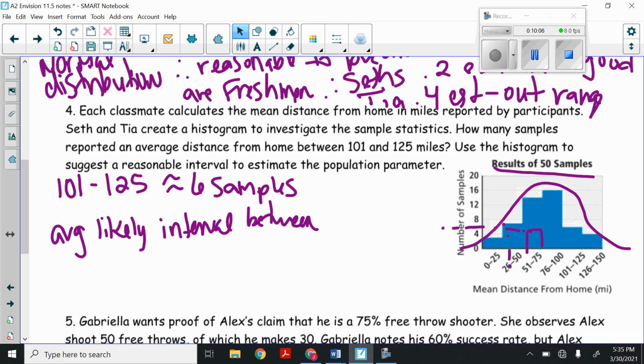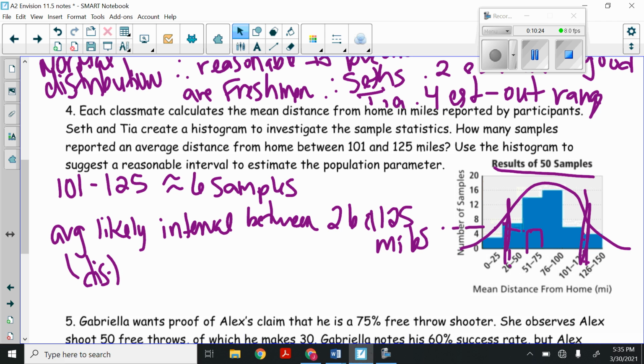So here and here. This is our good interval. So between 26 and 125 miles is the average likely interval from distances from home. So we're at our average, 1 standard deviation away, 2 standard deviations away. We don't want to go out here to the 3s. So that's how we're going to get that interval.